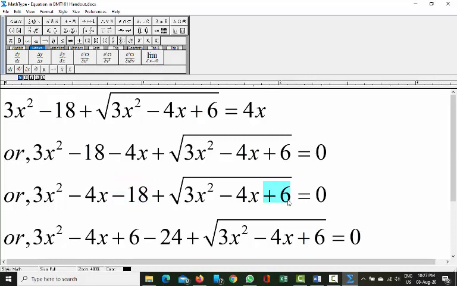So to match it with these two, we can keep this 3x square minus 4x, as here we have 3x square minus 4x, so we will keep it that way. So 3x square minus 4x. Now we have minus 18 here. So to match it with this one, we will first write plus 6, and since we have plus 6 here, but we want to get minus 18, what we will do? We will have a minus 24 there.